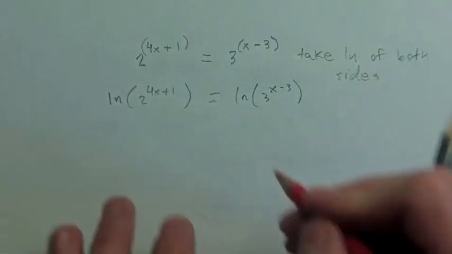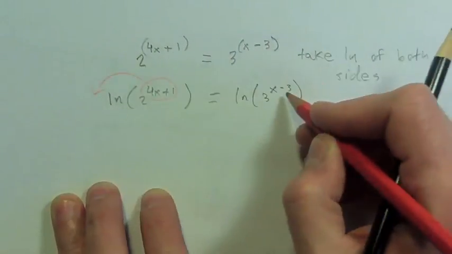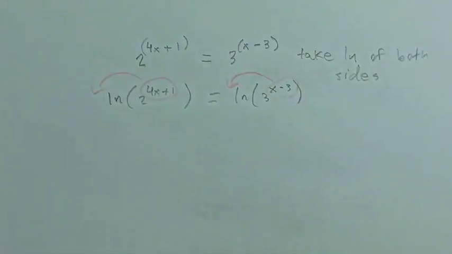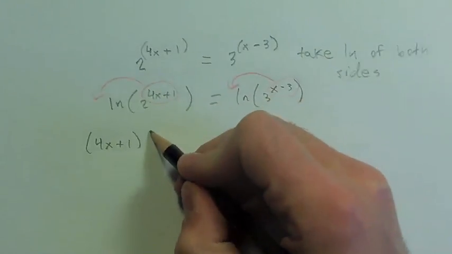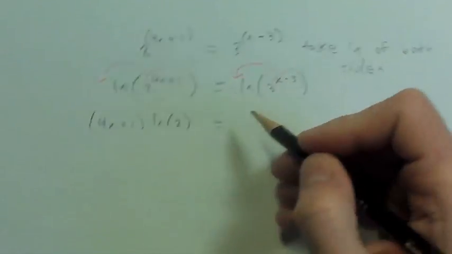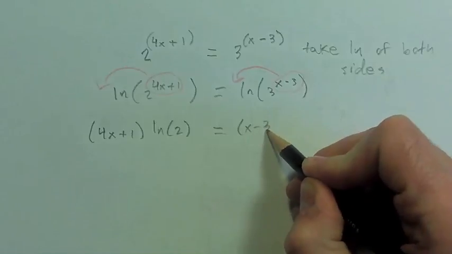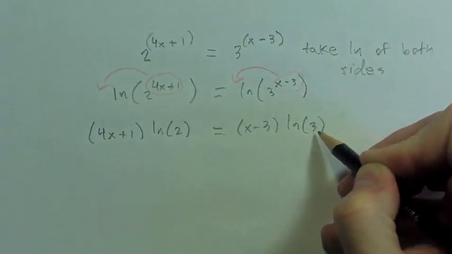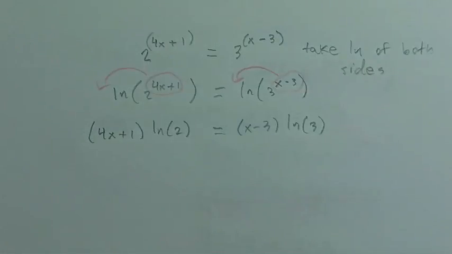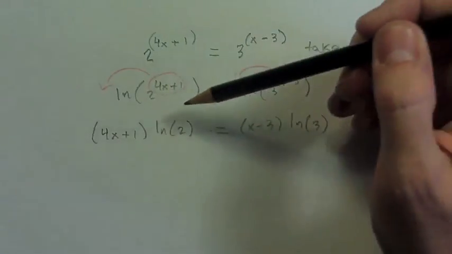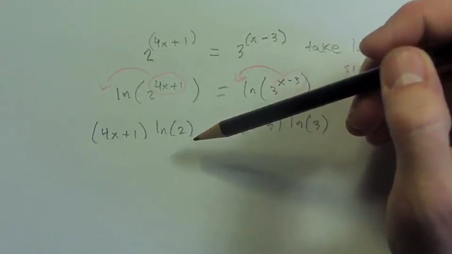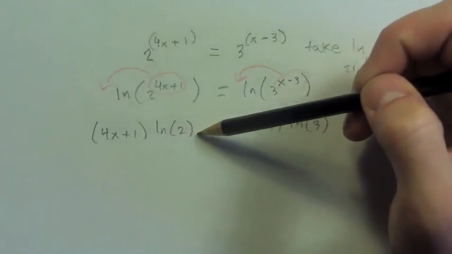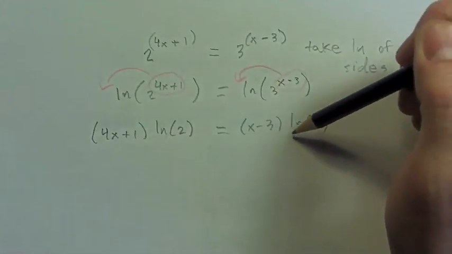And then we can actually bring both of these exponents out, and get 4x plus 1 times ln of 2 is equal to x minus 3 times ln of 3. Now remember what we did in one of those first equations we looked at. When we just had an x, we said, well, we have ln 2 here. I don't know what that is off the top of my head, but I do know that it is just a constant. And I know that this is a constant.